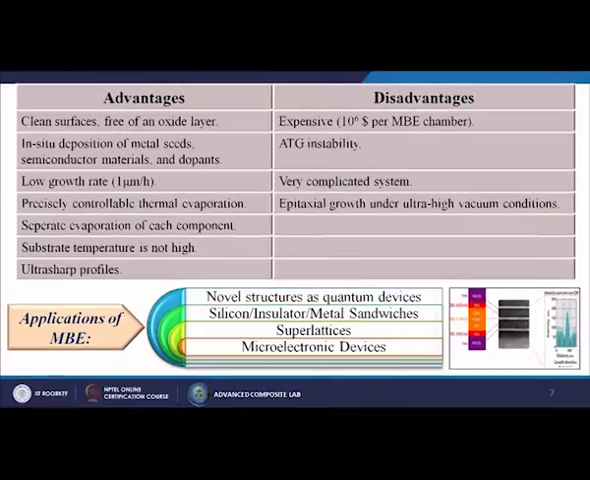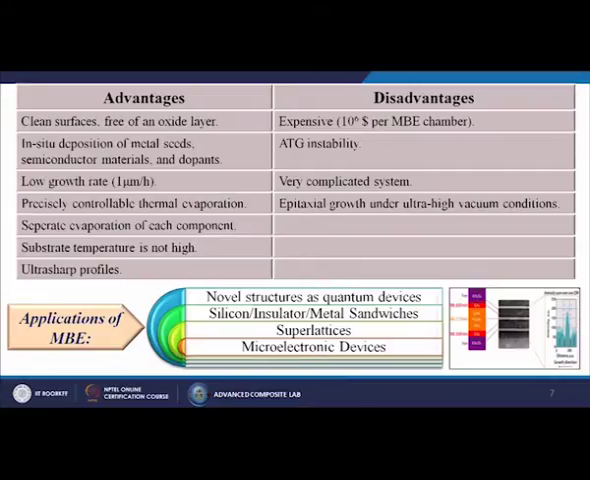In situ deposition of metal seeds, semiconductor materials and dopants, low growth rate, precisely controllable thermal evaporation, separate evaporation of each component, substrate temperature is not high, ultra sharp profiles. So, these are all the advantages of this particular technique, but of course, there are certain disadvantages too.